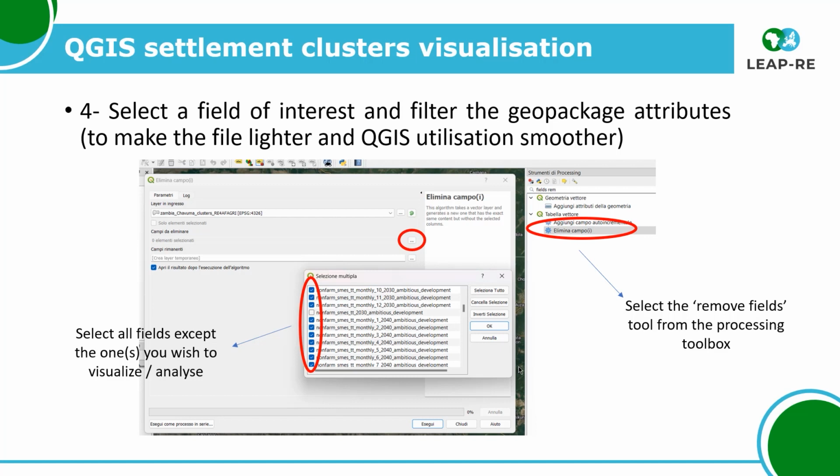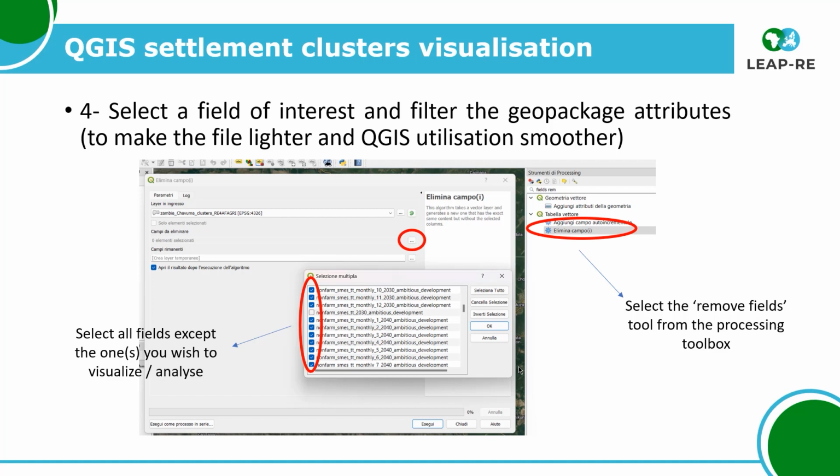So if we select in the processing toolbox, which is this menu on the right-hand side of QGIS that contains all the GIS functions, the field removal tool, which can be found by typing remove field in the search bar, we will then be prompted with a window where, as an input layer, we will, of course, provide the clusters file that we just dragged into QGIS.